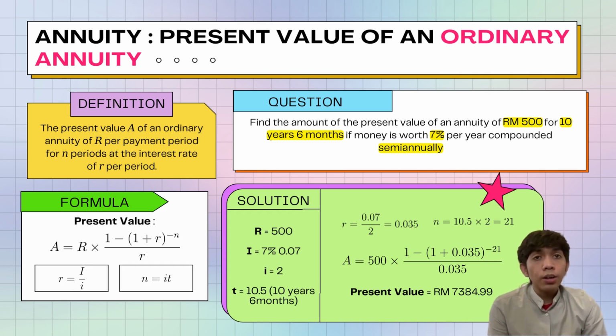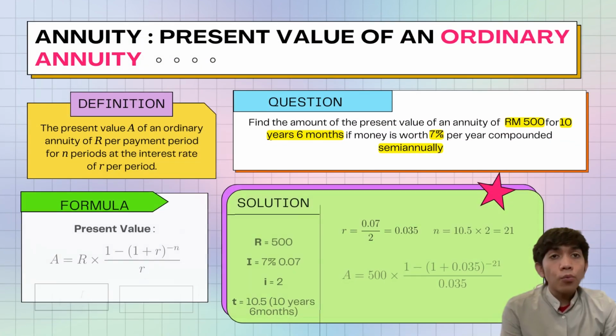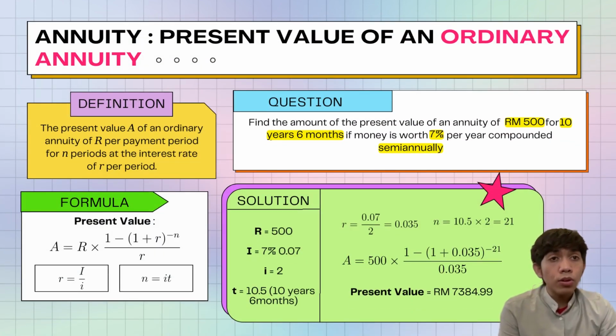Here, I have stated the formula in the slide to find the present value, which is capital R times (1 minus (1 plus R) to the power of negative n) over R. The R there equals capital I over lowercase i, and the n equals lowercase i times t. After that, we can see a sample question and try to solve it.